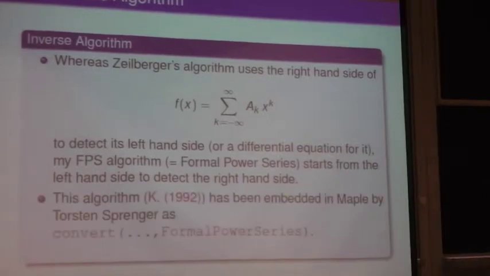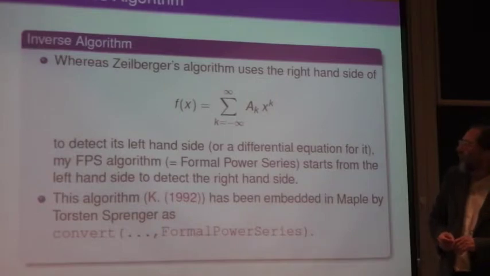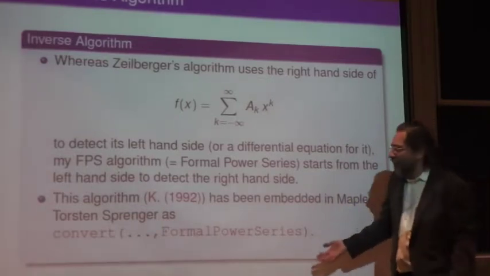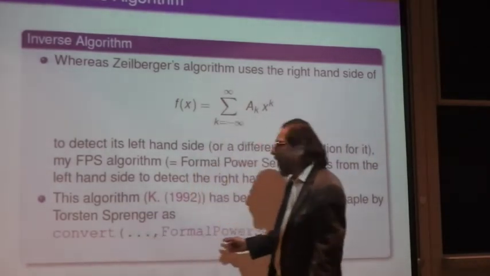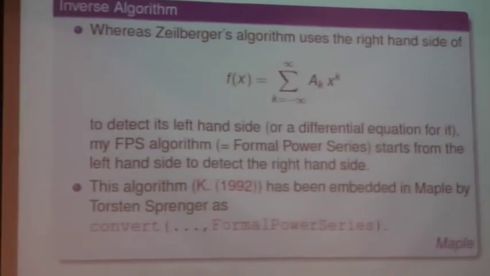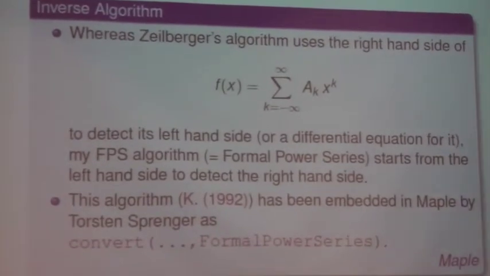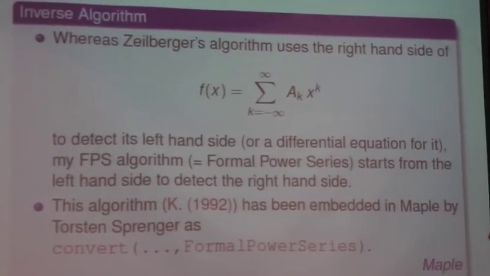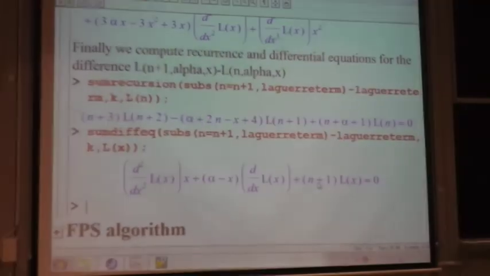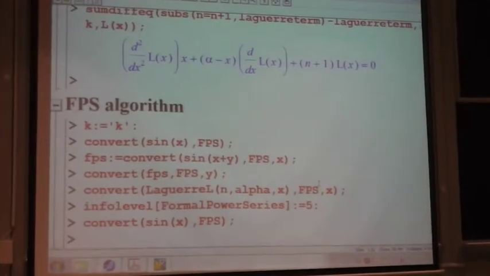And this is the so-called FPS algorithm that I designed, and this is implemented in Maple. Everybody can use it as convert from a power series. It's embedded, and the code was written by Dominik Gruntz and myself, and finally it was embedded in Maple by Thorsten. So you don't have to load any package? No, this is embedded. Convert is a famous command. It's not so easy to embed something in Maple, but this is embedded. So this is the FPS algorithm.